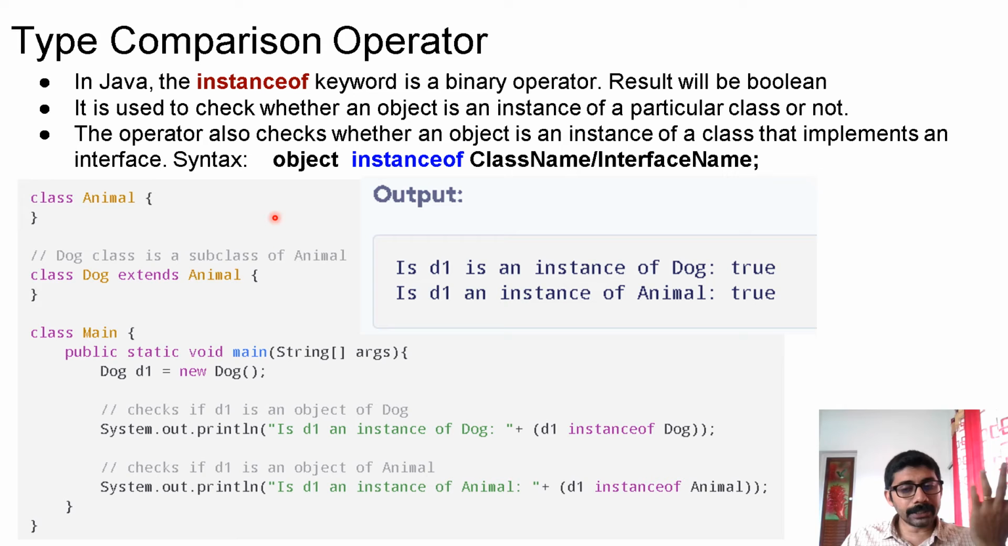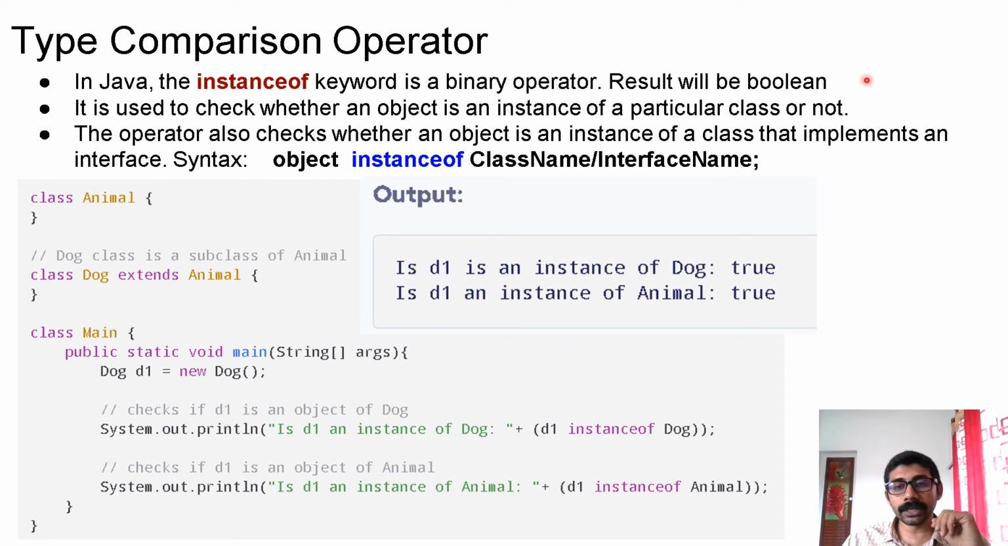This conditional operator, the ternary operator, is something which you have already learned. Now we are learning a new operator, the type comparison operator. That was not there in C. Obviously C did not support any concept of objects and classes, so that was not needed in C. In Java, the instanceof keyword is a binary operator.